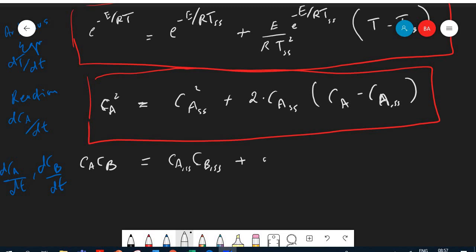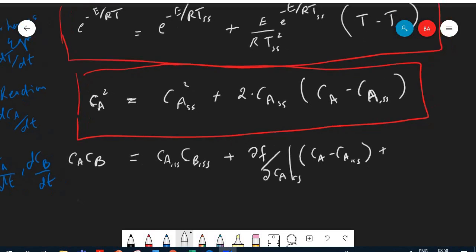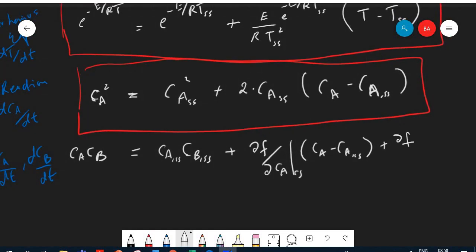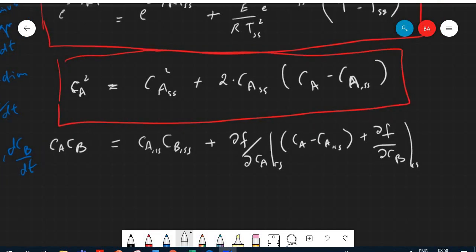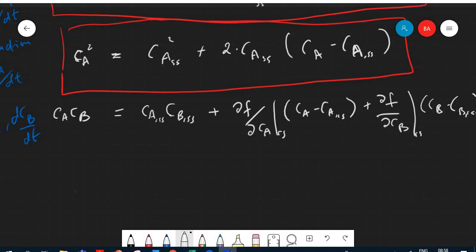It's like that: df by dCa at steady state into Ca minus Ca at steady state, plus the partial differential equation of the second state variable at steady state, into Cb minus Cb at steady state. So it looks like now that is a linearized format.